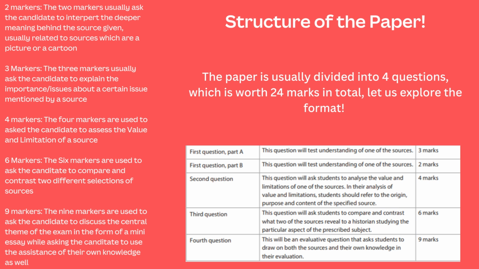So let us begin the paper together. The paper is divided into four questions that are worth 24 marks in total. Let's explore the format together. The first question has two subparts, which are worth 3 and 2 marks respectively. Let's break this down together.